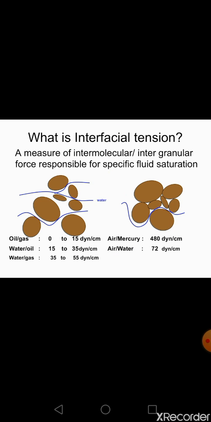Now next is the interfacial tension. A measure of intermolecular or intergranular force responsible for a specific fluid saturation is interfacial tension. So in petroleum system, for oil and gas system it is 0 to 15 dyne per centimeter. In water oil system it is 15 to 35 dyne per centimeter. For water gas system it is 35 to 55 dyne per centimeter. For air mercury system it is 48 dyne per centimeter. For air water system it is approximately 72 dyne per centimeter.